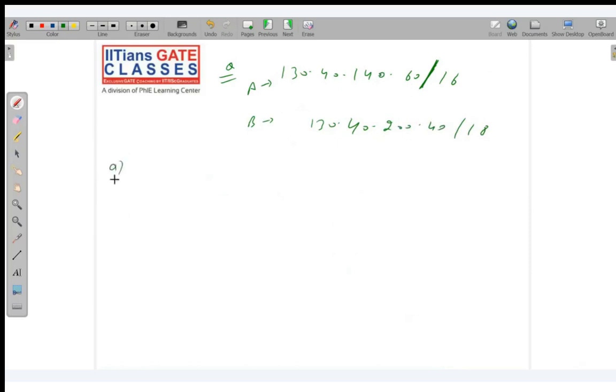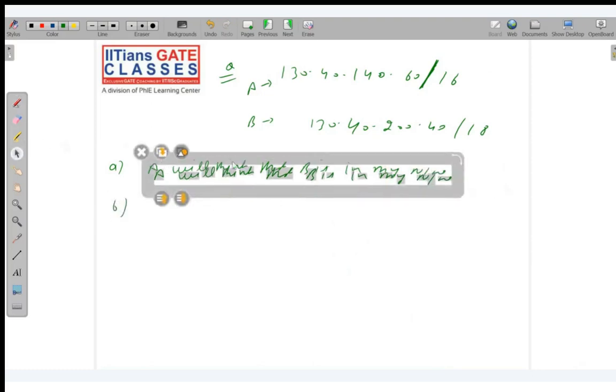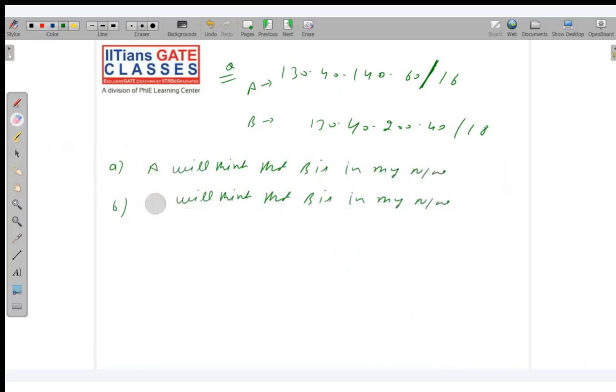So they are giving you options. Option A: A will think that B is in my network. Option B: B will think that A is in my network. Option C: both. Option D: none. This is a GATE question.